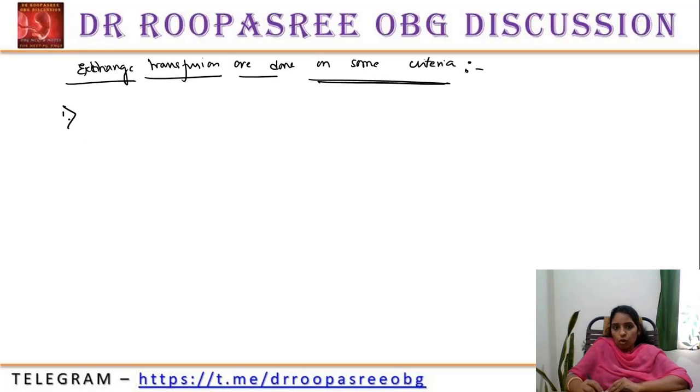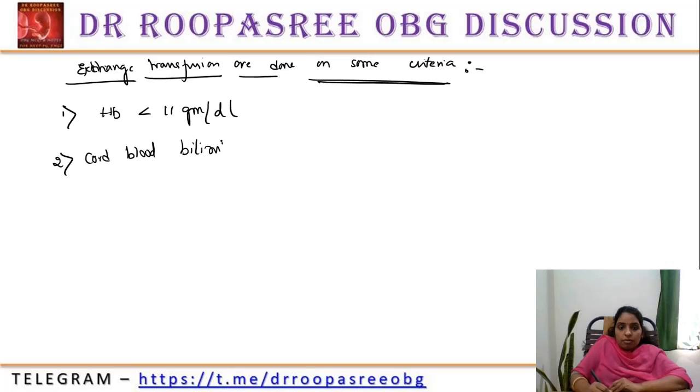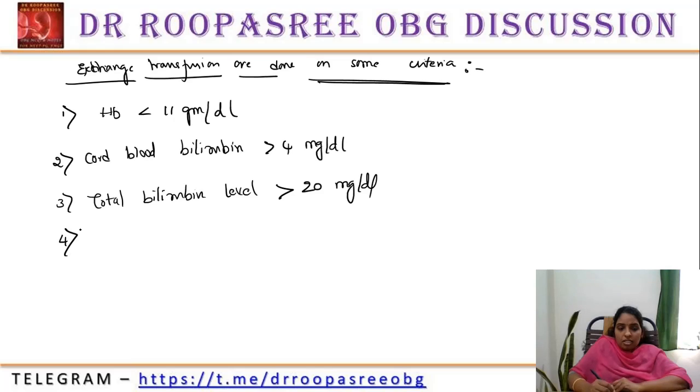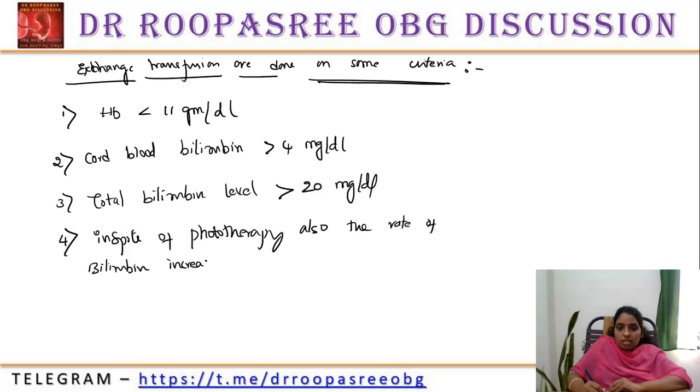What is the criteria? When will you do the exchange transfusion to the newborn? First one, when the hemoglobin level is less than 11 grams per deciliter or cord blood bilirubin greater than 4 milligrams per deciliter, total bilirubin level greater than 20 milligrams per deciliter. Last one, in spite of phototherapy also, the rate of bilirubin increase is 1 milligram per deciliter per hour. Even when you are giving treatment also the bilirubin level goes on increasing. At that time we can plan for exchange transfusions.